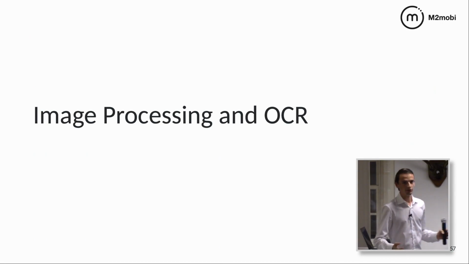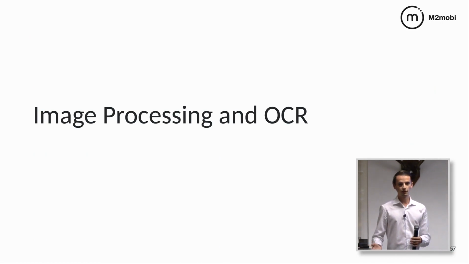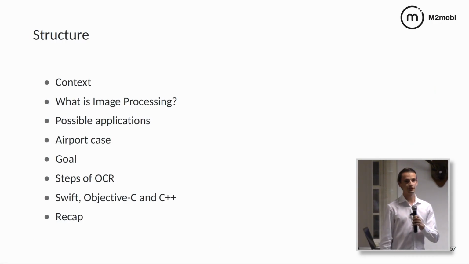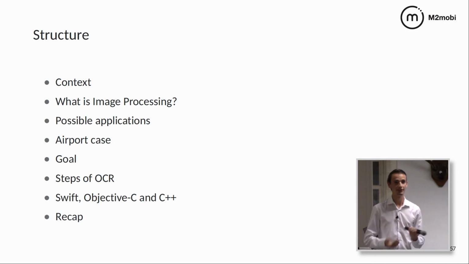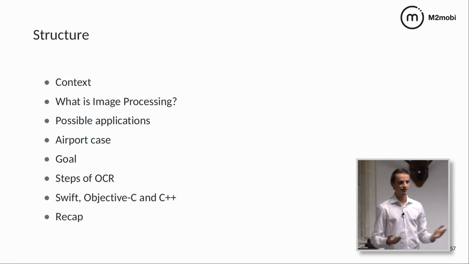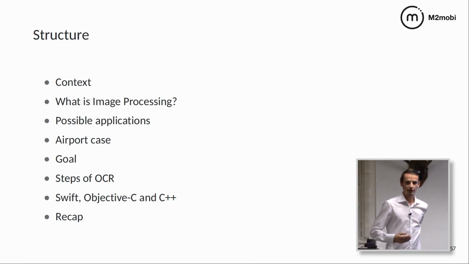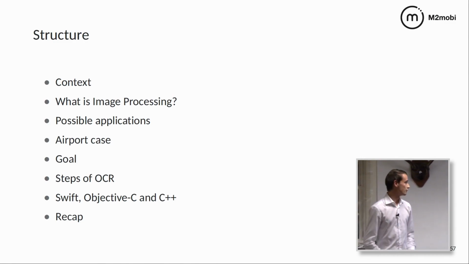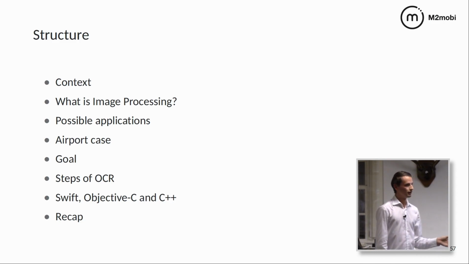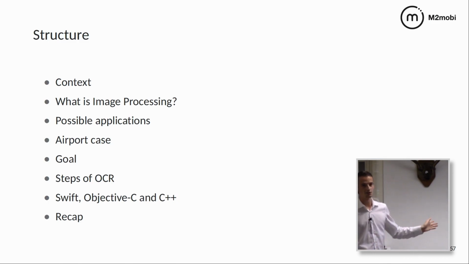Okay, so today we talk about image processing and OCR. And the structure, first I will introduce the context. What is this thing? Then I'll talk about what is image processing, the possible applications, so what can you do with it. Then we apply it on an airport case, because we do a lot of stuff for airports. I'll go on the goal, the steps of OCR, and how to use Swift and C++ and this kind of thing, and then a short recap.